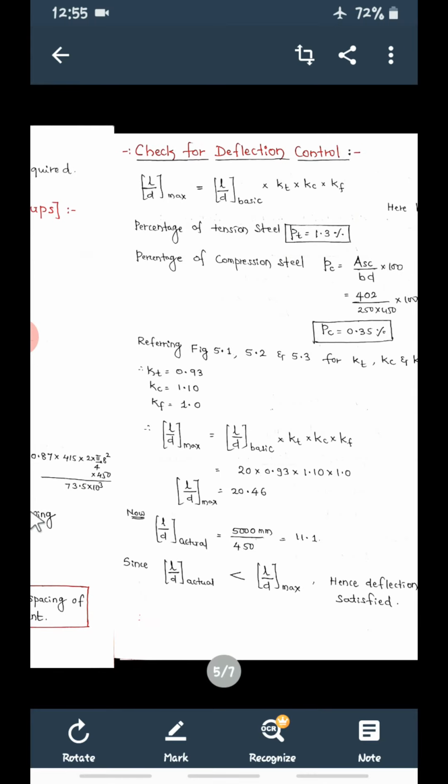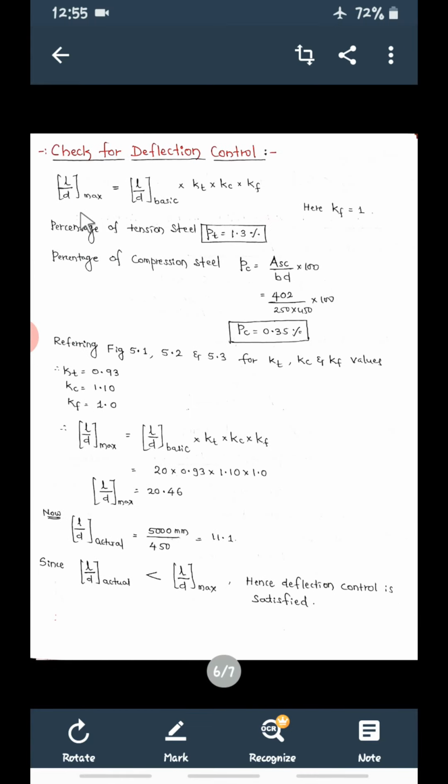Now the next important step is to check for the deflection control. First, L by D maximum you have to calculate. L by D maximum is equal to what? L by D maximum is equal to L by D basic into KT into KC into KF. So KF is what? It is not a T-beam, so directly you can take KF is equal to 1.